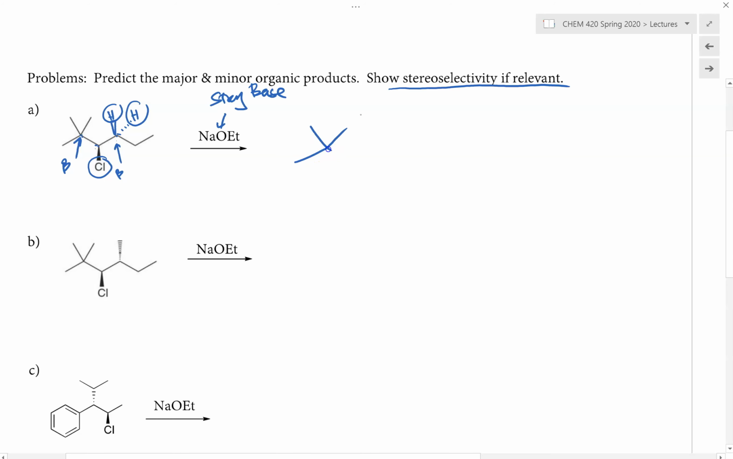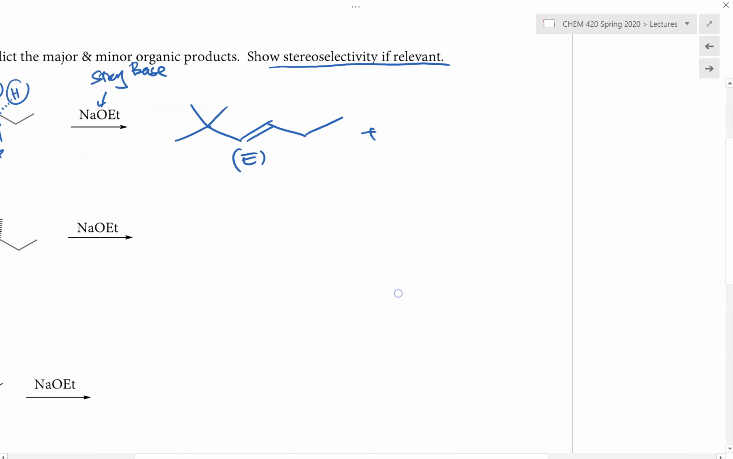So one of the products that will be possible would then be this product right here, with a double bond formed between that. And in this case right here, this would then be an E stereochemistry. And the other product that will be possible would then be as follows.